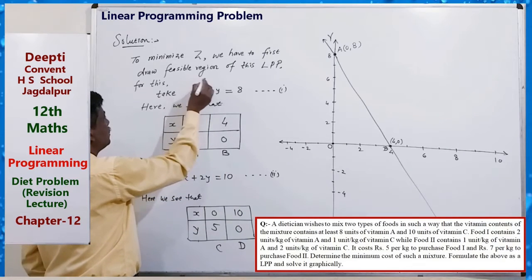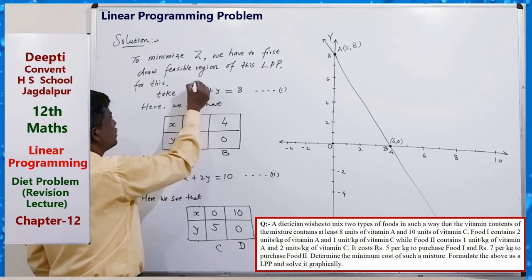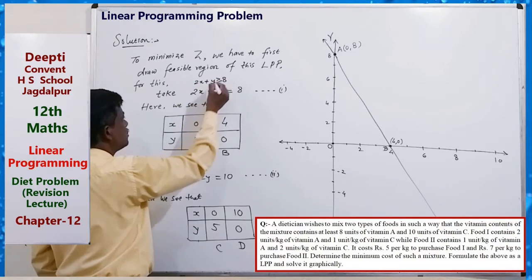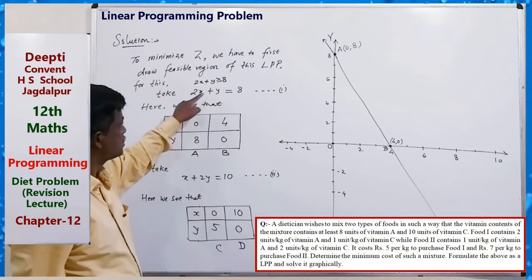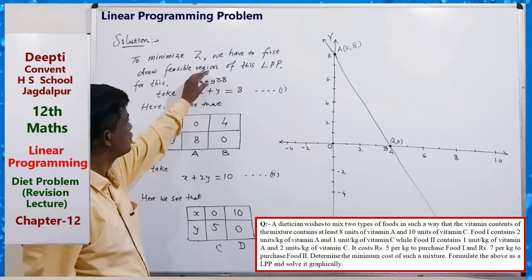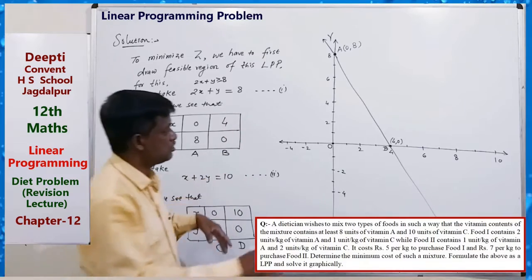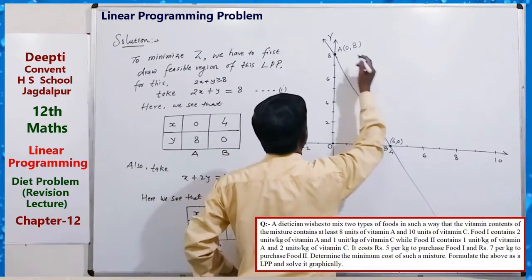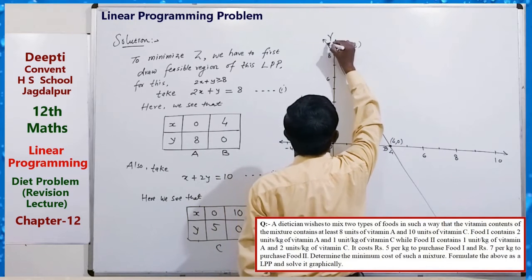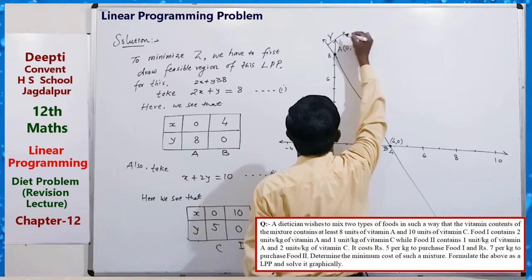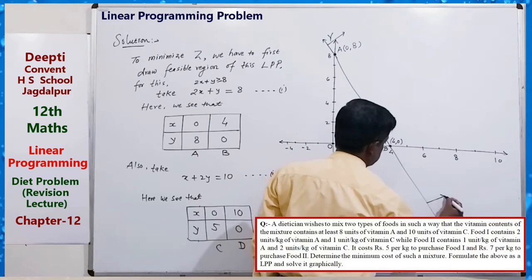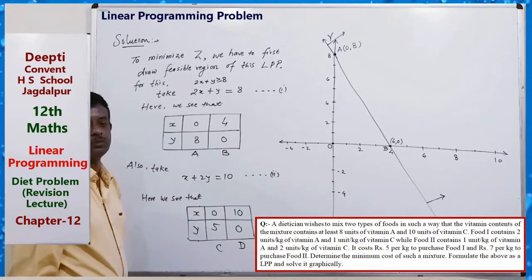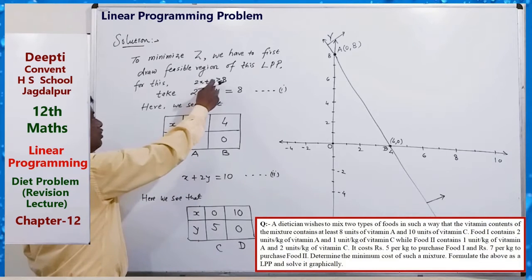For this, 2x plus y is greater than or equal to 8. So this inequality: x equal to 0, y equal to 0, 0 is greater than or equal to 8, not satisfied. So in this side will be the solution. So this side will show the solution. That is, this side is the solution points.